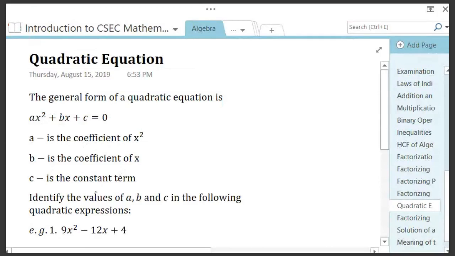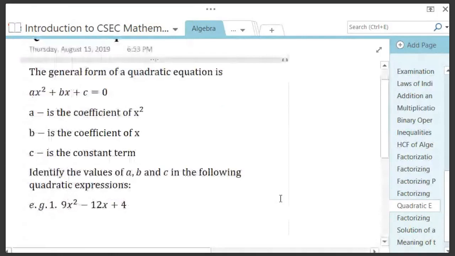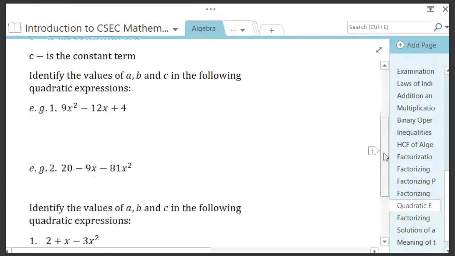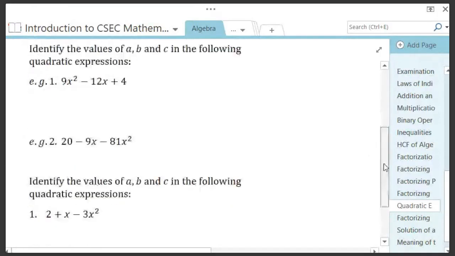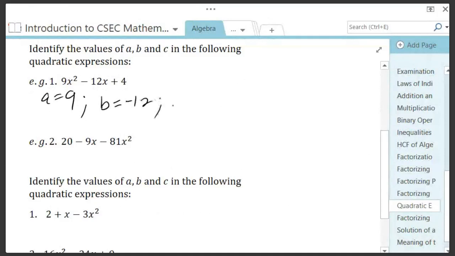All right. So we're going to do an exercise here of identifying values of a, b, and c in the following quadratic expressions. So in this first example here, the coefficient of x squared is 9. So a here is equal to 9. B here is equal to minus 12. And c here is equal to 4. Now please make sure you all could do this, okay?